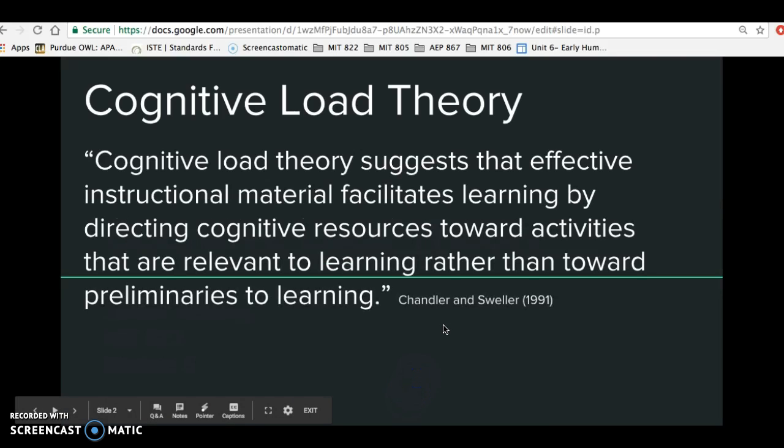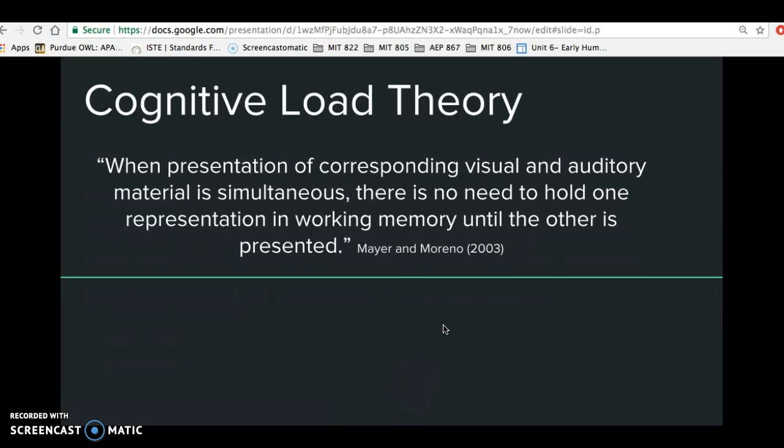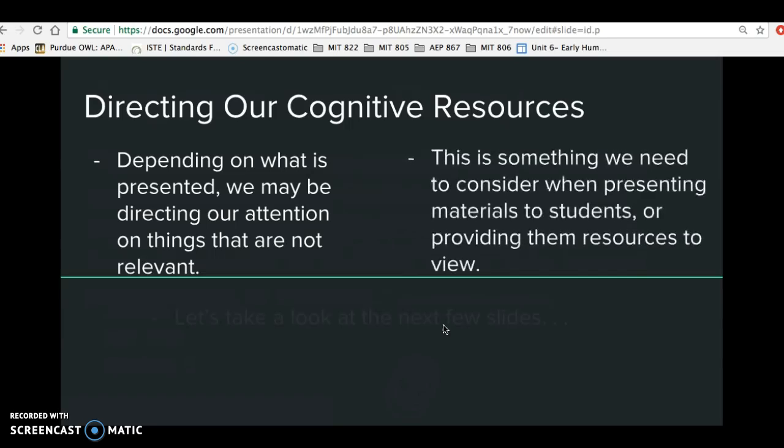Cognitive load theory suggests that effective instructional material facilitates learning by directing cognitive resources toward activities that are relevant to learning rather than toward preliminaries to learning. And when presentation of corresponding visual and auditory material is simultaneous, there is no need to hold one representation in working memory until the other is presented. Depending on what is presented, we may be directing our attention on things that are not relevant. This is something we need to consider when presenting materials to students or providing them resources to view.